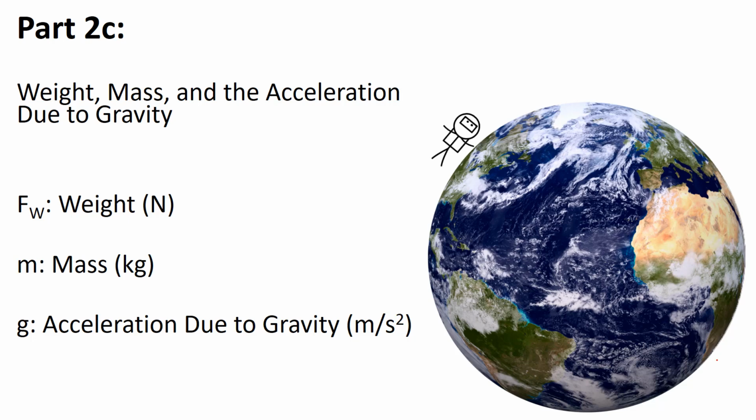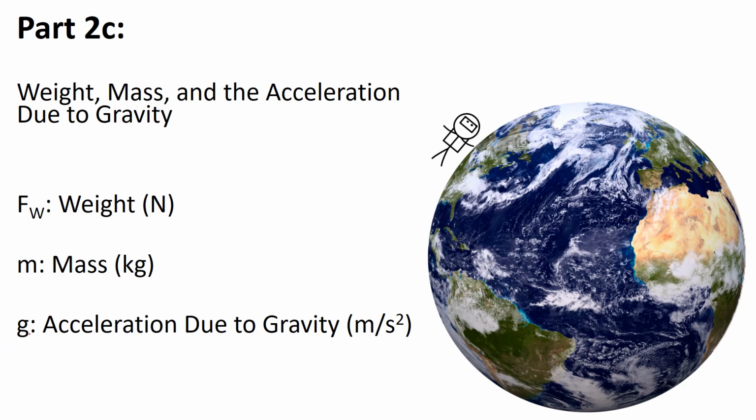Okay, in the third part of my second part of my forces video series, 2C, we're going to look at weight, mass, and acceleration due to gravity. Weight being Fw, the variable, and the unit is Newton. M being the variable for mass, and the unit is kilograms. And g being the acceleration due to gravity, which, like any acceleration, is going to have meters per second squared. It just happens to be a specialized one.